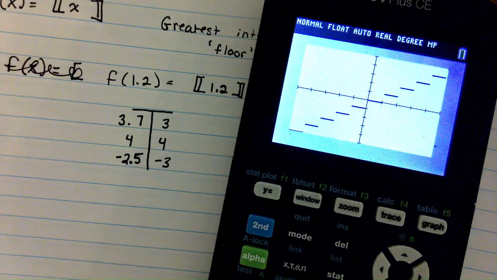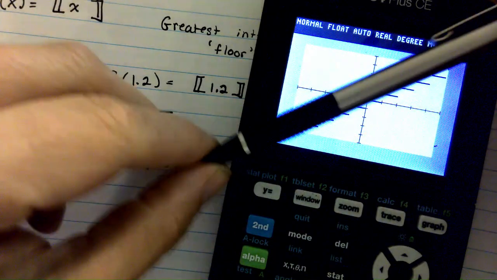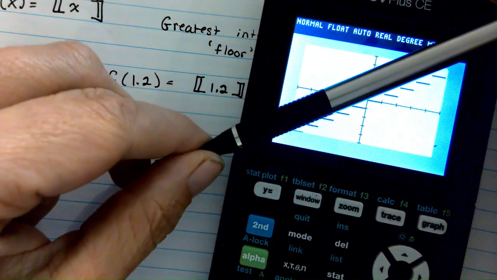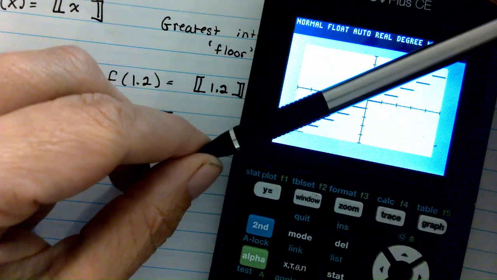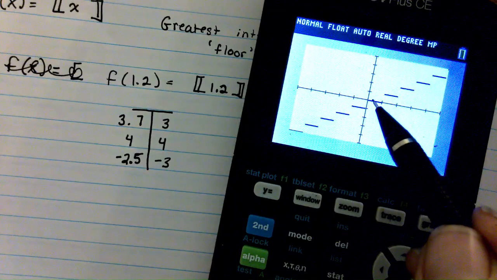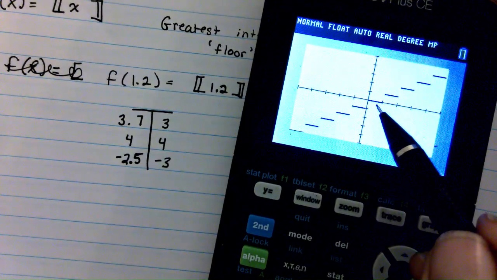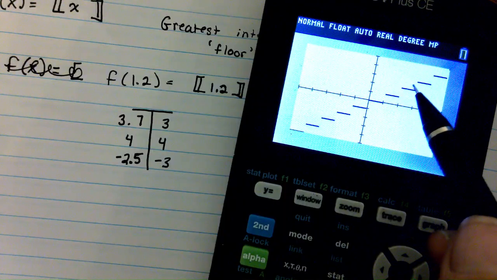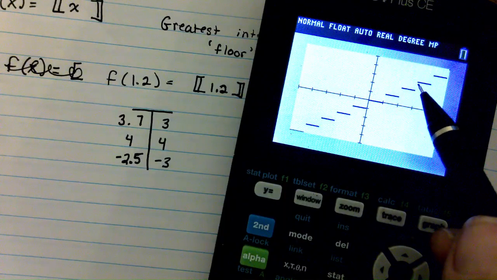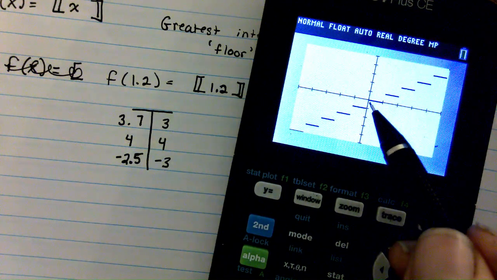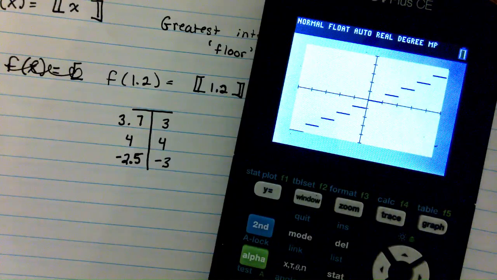It looks like a floating staircase. So instead of being linear and going up 1 over 1, up 1 over 1, up 1 over 1, it's still doing that, but all the decimals got rounded to a flat. So instead of 1.1, 1.2, 1.3, 1.4, they got rounded down. The same thing, rounded down. All these decimals rounded down to 2, decimals rounded down to 3. It is a closed dot on the left and an open dot on the right.